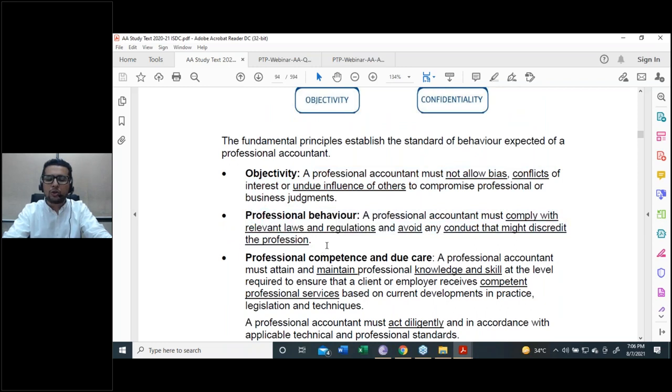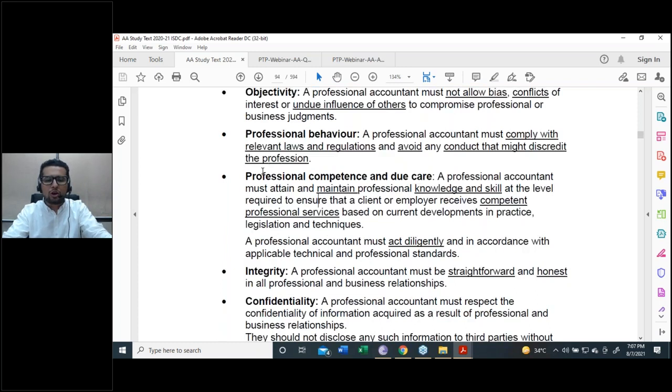Second last P stands for professional behavior. You got to make sure that you obey all the relevant laws and regulations, because if you're not going to obey the relevant laws and regulations, that is going to discredit the profession. You are going to cause damage to the professional body and damage to the overall ACCA, overall chartered accountancy.